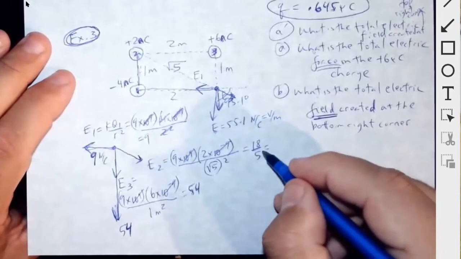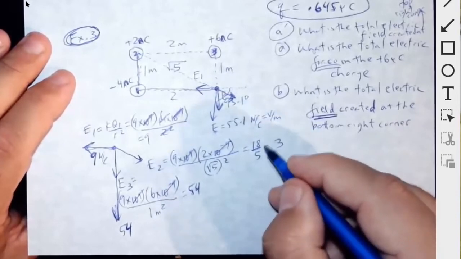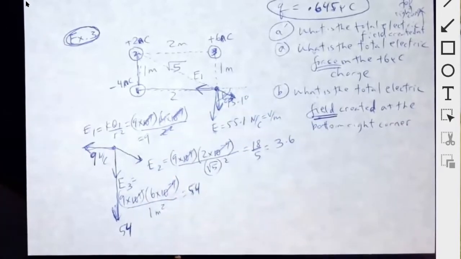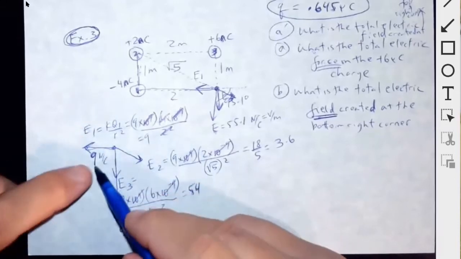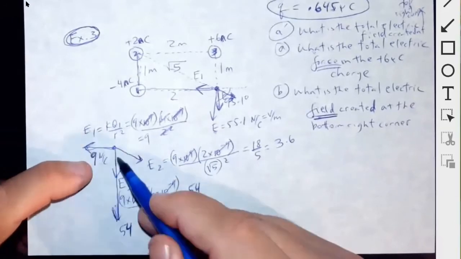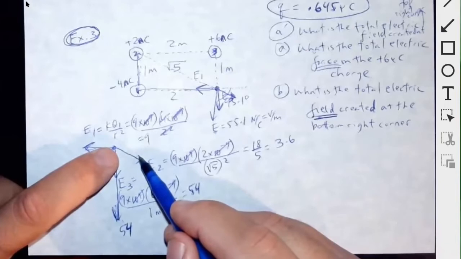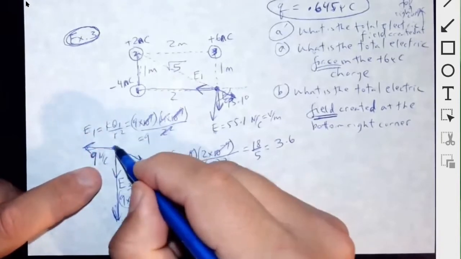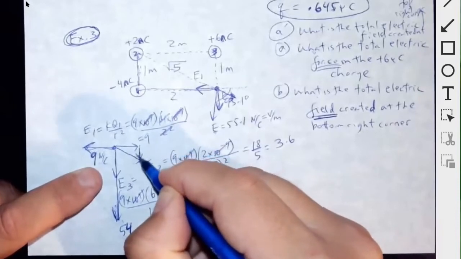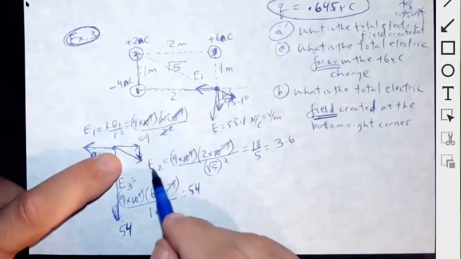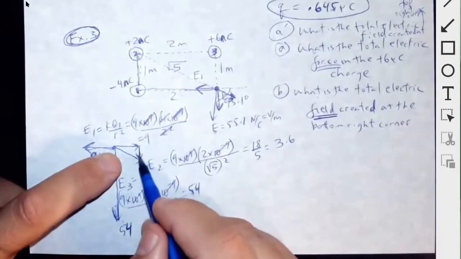So the vector is what? 3 and 3/5, so 3.6. Okay, so now, how do you add these vectors? Well, this vector is already in the x direction. This vector is already just purely in the y direction. But a vector that has 2 components, we have to break those components up, right? So we have to break it into this component and then this component. We have to break E2 into 2 components, this guy and then this guy, right?